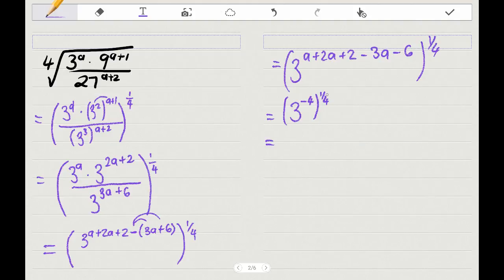So what we do is when we're raising to a power, we multiply 4 times a quarter. So this is 3 to the power of minus 4 times a quarter, which is simply minus 1, which we can then write as a positive exponent by taking it to the denominator.